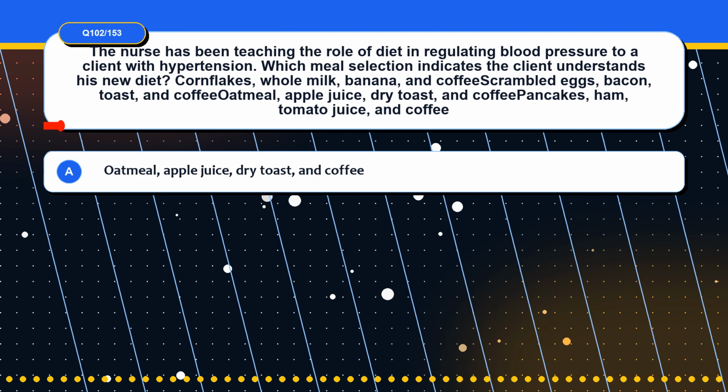Question 102. The nurse has been teaching the role of diet in regulating blood pressure to a client with hypertension. Which meal selection indicates the client understands his new diet? Cornflakes, whole milk, banana and coffee; scrambled eggs, bacon, toast and coffee; oatmeal, apple juice, dry toast and coffee; pancakes, ham, tomato juice and coffee. Here are the options. Option A. Oatmeal, apple juice, dry toast and coffee.